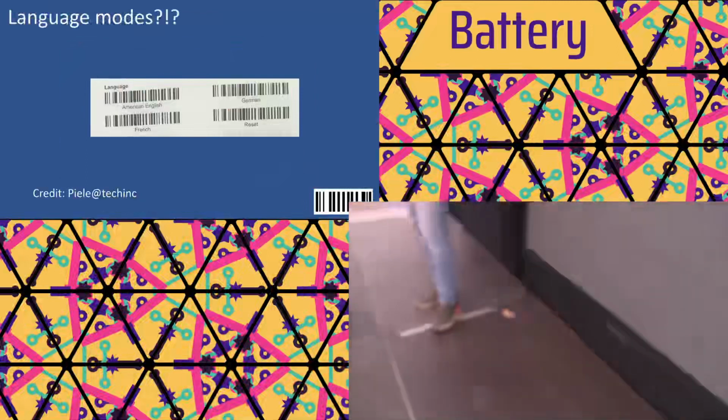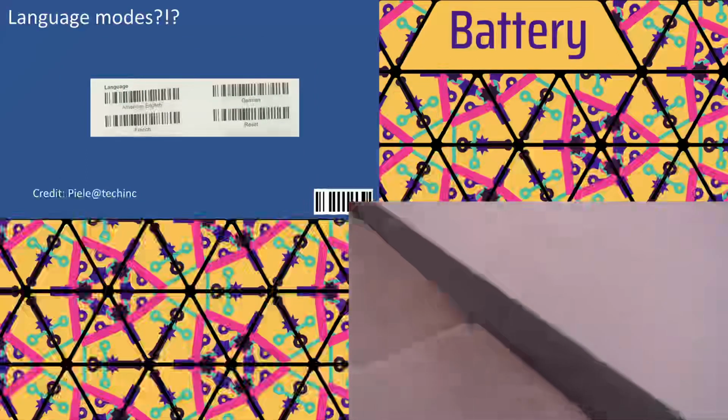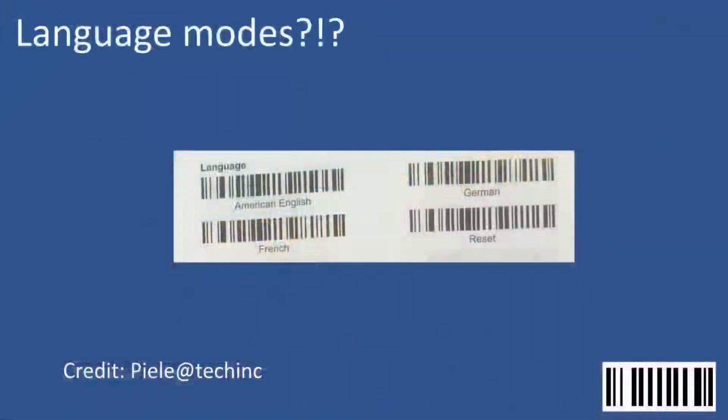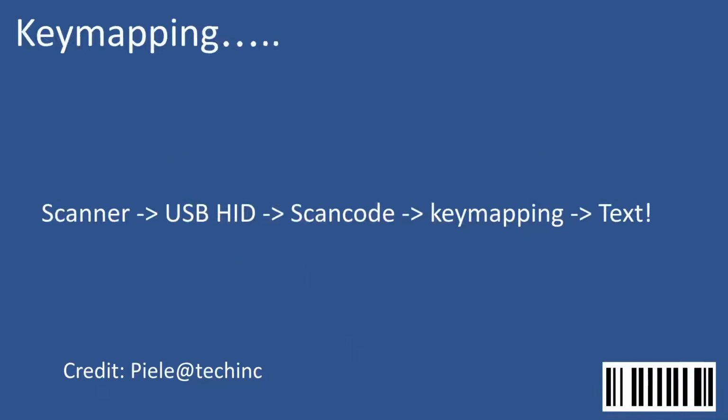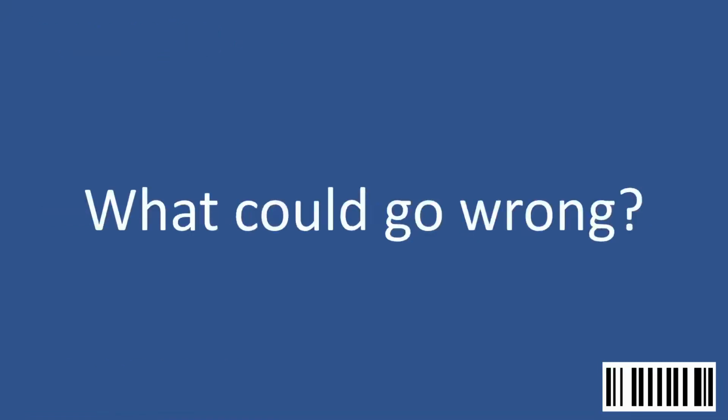Now the next one, and this is actually credit to Pila attacking. So in the manuals, we found language modes, and we were like, why is there a language mode in here? Why do you need a language for a scanner? And then we figured out, wait a minute, it's a scanner that goes to a USB HID device, and it communicates scan codes to the host system, and then it uses key mapping, and then it's text. So that actually means that the key mapping on your machine matters? Well, let's hope, what can go wrong.